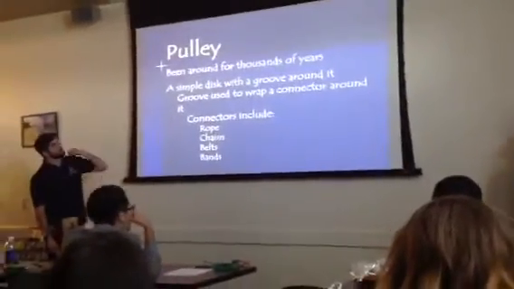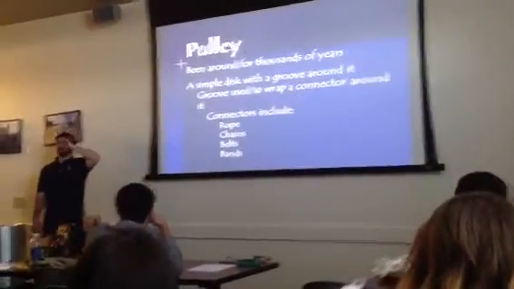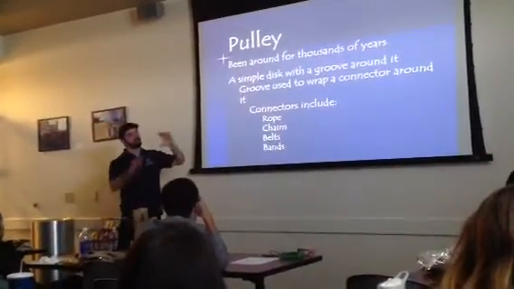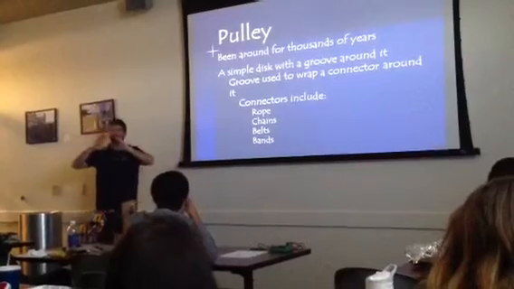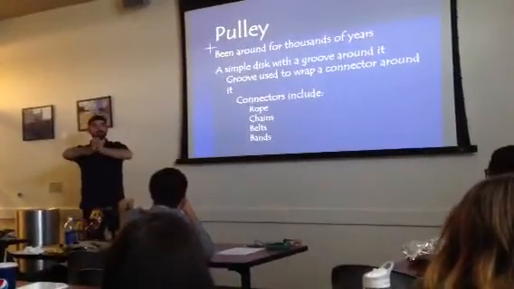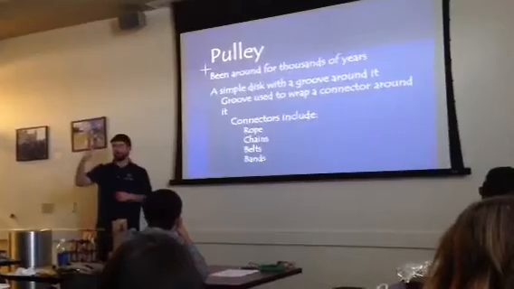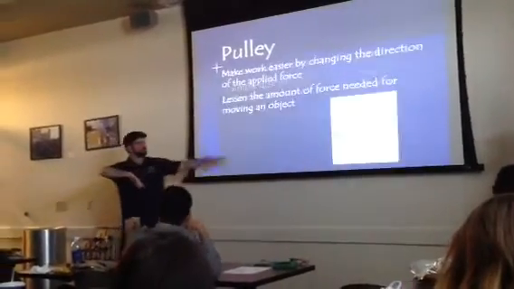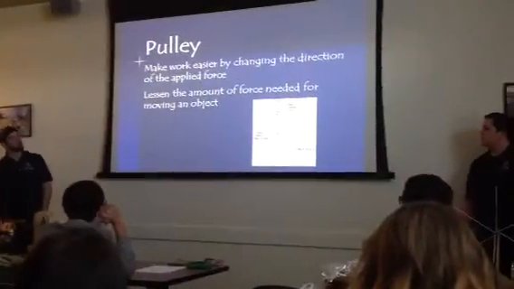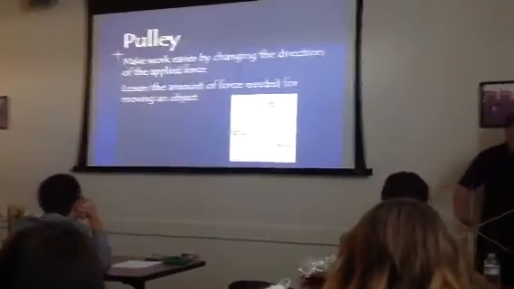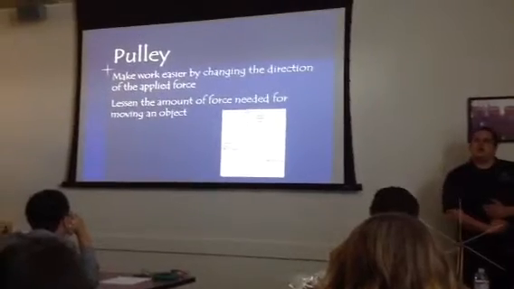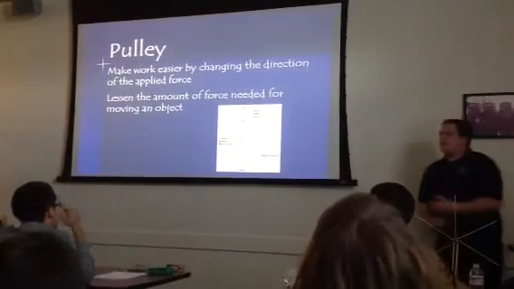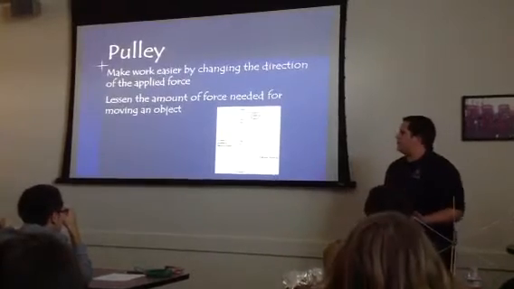A pulley, like every other simple machine, has been around for thousands of years. So it's basically a circle, a wheel of some sort, with some sort of connector, whether that be a rope, a belt, a chain, some sort of transferring device. As you just said, a pulley has a rope attached to it, just like in that diagram, and it basically makes work easier by changing the direction of the applied force.